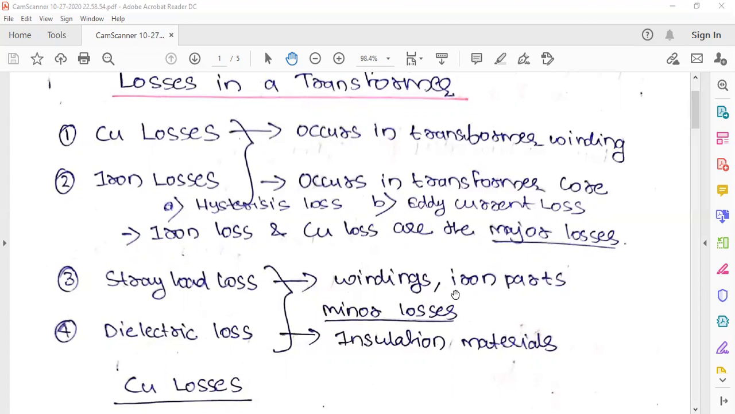But the major losses are the copper loss and iron loss. So take the key point from here: the copper loss and the iron loss are the major losses in a transformer. And iron loss means core loss. It has two types: hysteresis loss and eddy current loss.